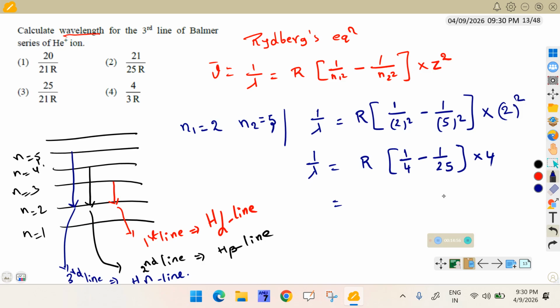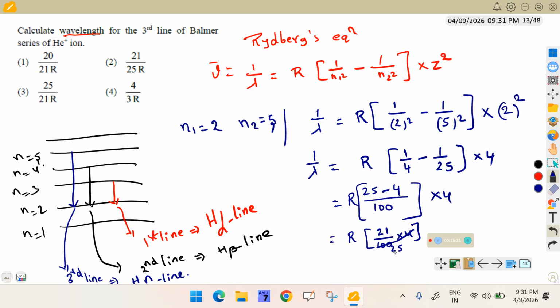1 by lambda equals R into (1 by 4 minus 1 by 25) into 4. LCM is 100, so (25 minus 4) into 4, R into 21 by 100 into 4. 4 goes into 100, 25 times. This is the 1 by lambda value: 1 by lambda equals 21R by 25. Then lambda value is 25 by 21R. Third option is the correct option.